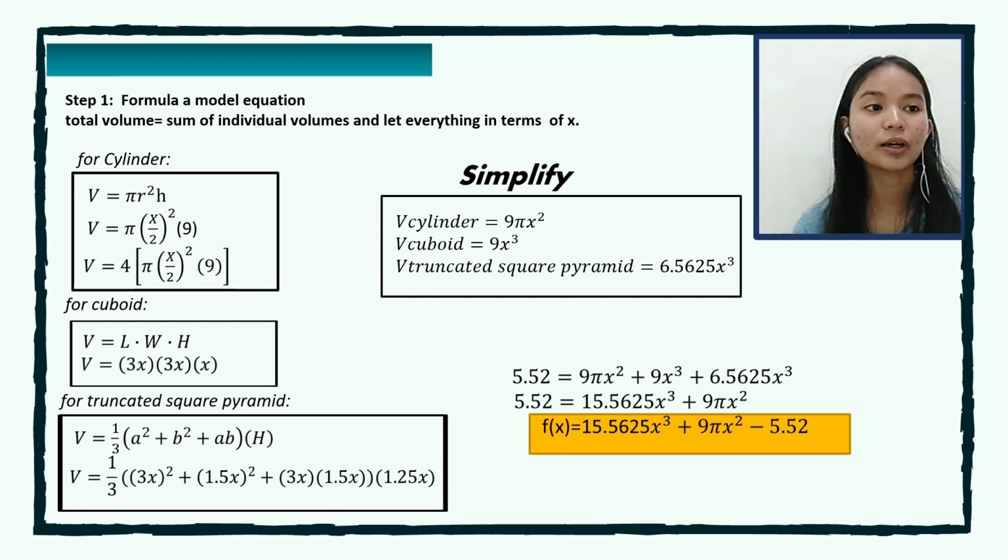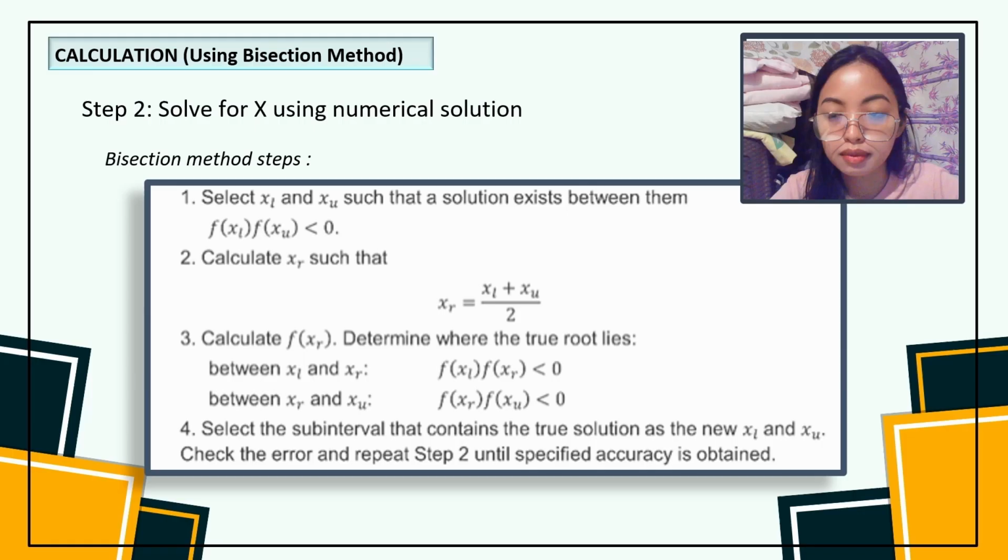Now that we have our function, we can proceed to step 2. In step 2 of the computation, we need to solve for x using numerical solutions. For our group, we use the bisection method under the roots of equations bracketing method. A short recap: the bracketing method has 4 steps.